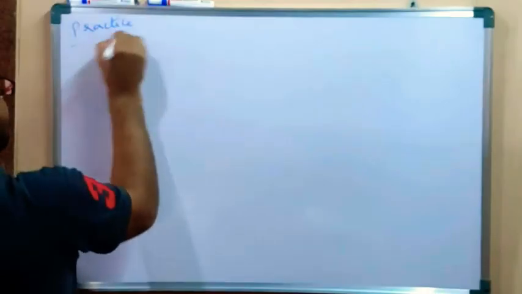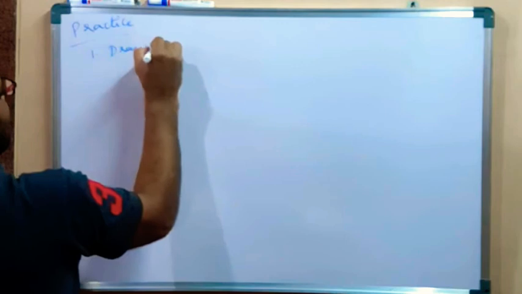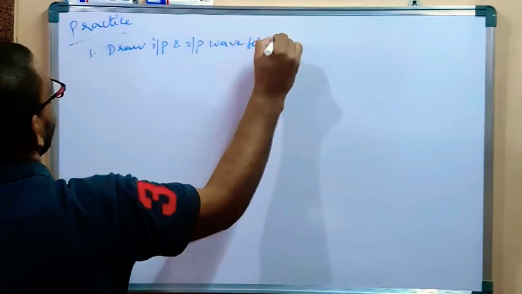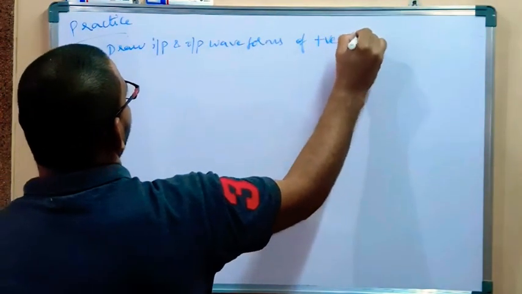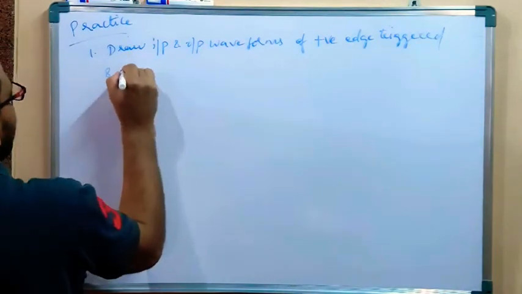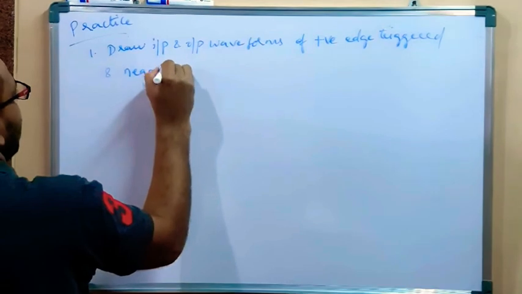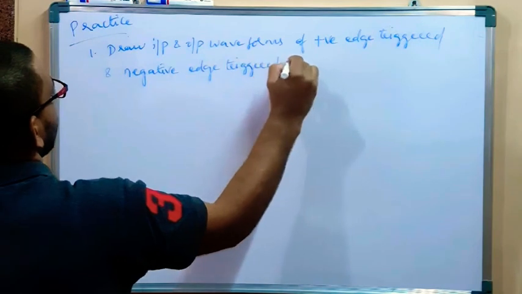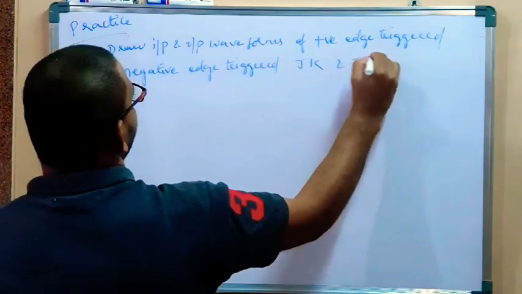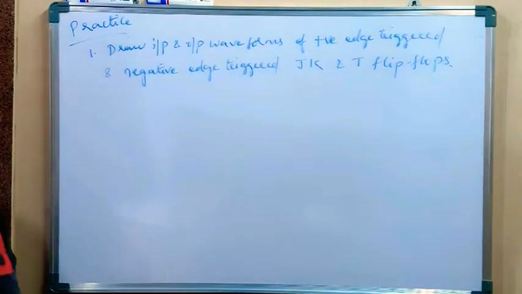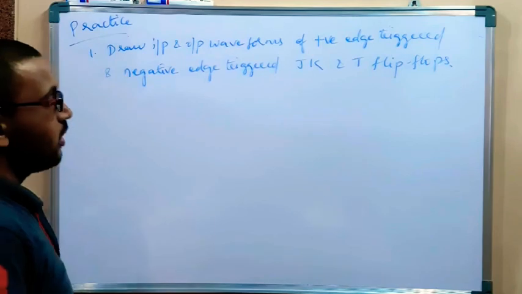Your practice problems: draw input and output waveforms of positive edge triggered and negative edge triggered JK and T flip flops, right? So with this, the flip flops will be completed.